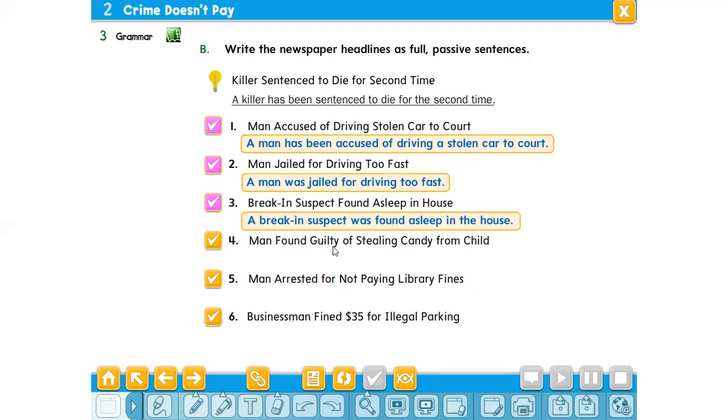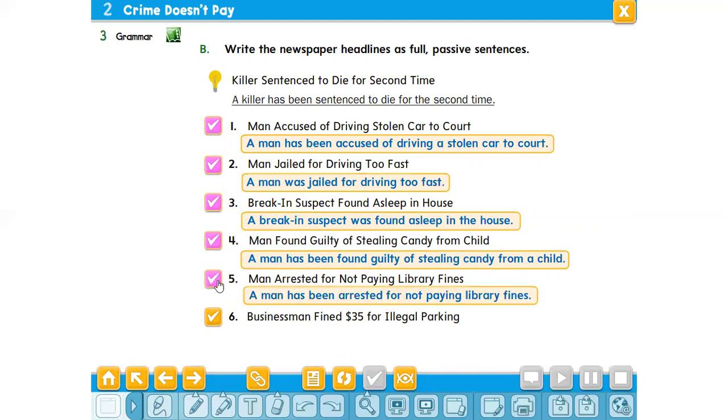Man found guilty of stealing candy from child. What is the verb? Found. So we will say a man has been found. Has been found. Present perfect. Number 5, man arrested for not paying library fines. The verb here, arrested. Excellent. A man has been arrested for not paying library fines.